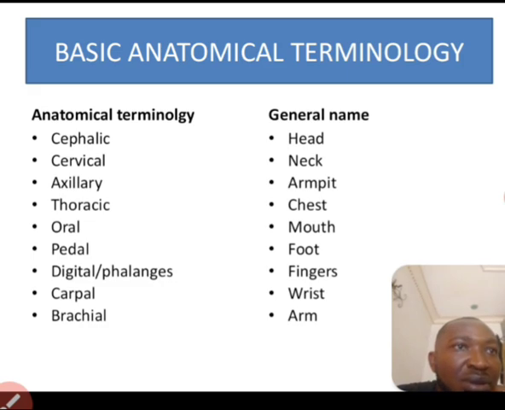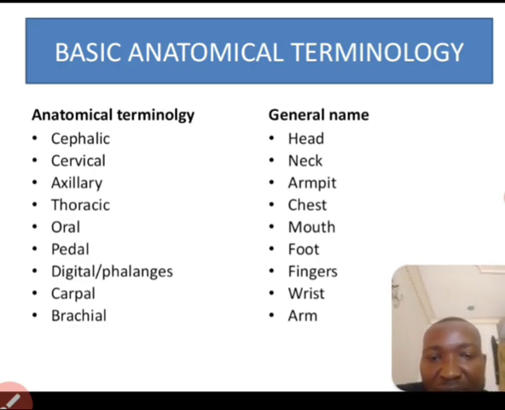Basic anatomical terminologies provide a precise, universal language for locating and describing body structures. These are some of the anatomical terminologies and their general names. The cephalic is the head, or towards the head or head region. The cervical is the neck. Axillary or axilla means the armpit. Thoracic is the chest region. Oral is mouth. Pedal is foot. Digital or phalanges, fingers.